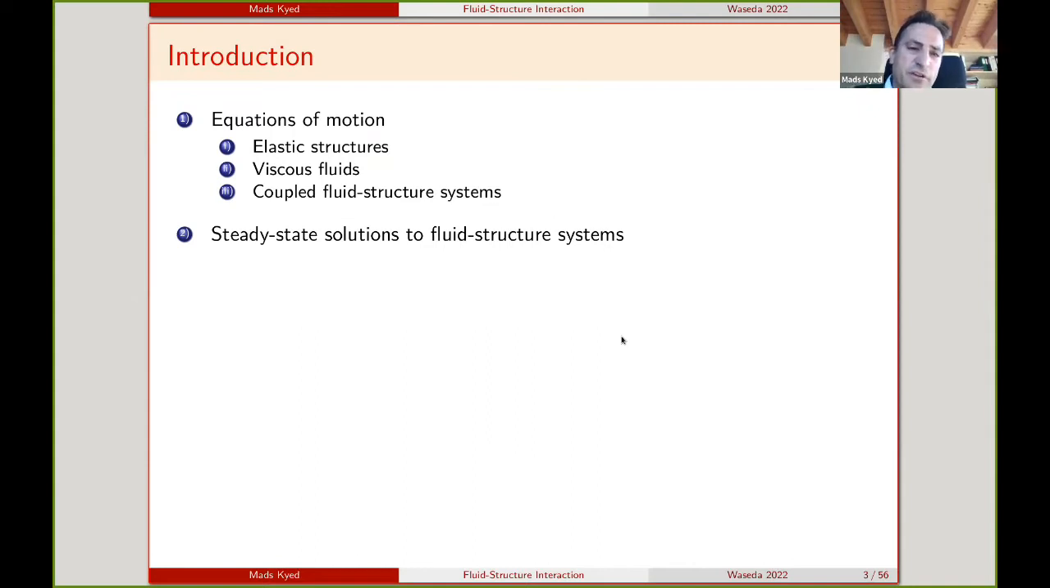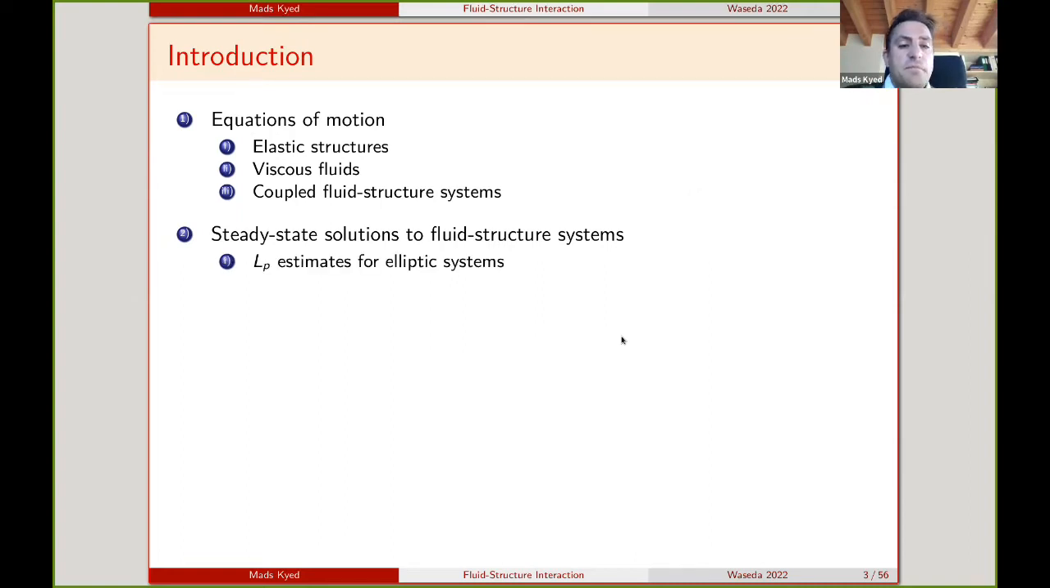Okay, so once we have understood where our equations come from, obviously, as mathematicians, we want to solve them. I will start by looking at steady-state solutions to some fluid structure systems, steady-state, meaning time-independent solutions.